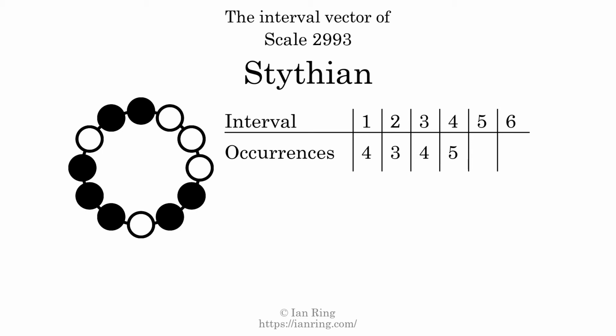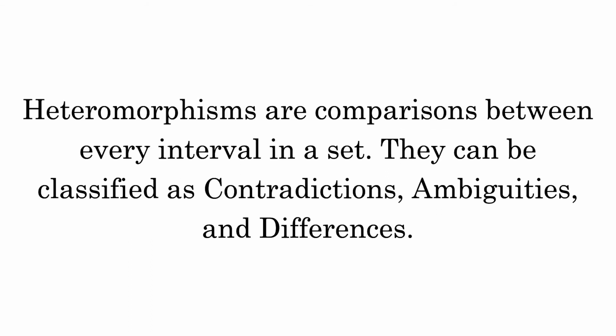There are 5 intervals with a size of 4 semitones. They are here, here, here, here, and here. There are 4 intervals with a size of 5 semitones. They are here, here, here, and here. There is 1 interval with a size of 6 semitones. It is here. Each interval does not appear in this scale a unique number of times, so this is not a deep scale. Heteromorphisms are comparisons between every interval in a set.